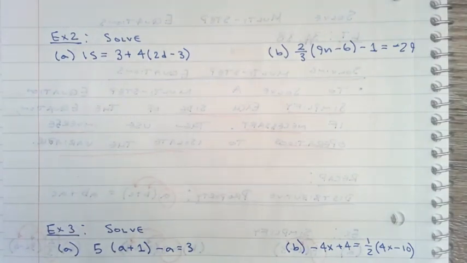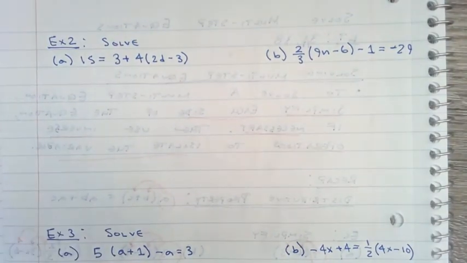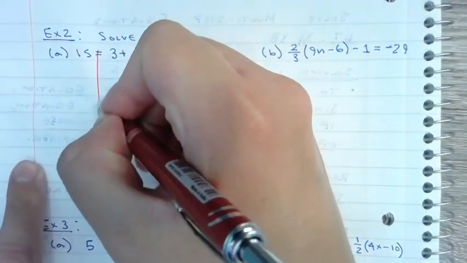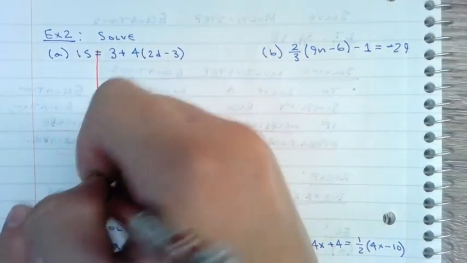Okay, so example number 2, they want us to solve, so A and B. So let's go ahead and take a look at this right here. So they want us to solve 15 equals 3 plus 4 times 2d minus 3. Okay, so let's take a look at each side. The first thing you want to do is draw your line. So draw your line. And draw a line as long as possible.